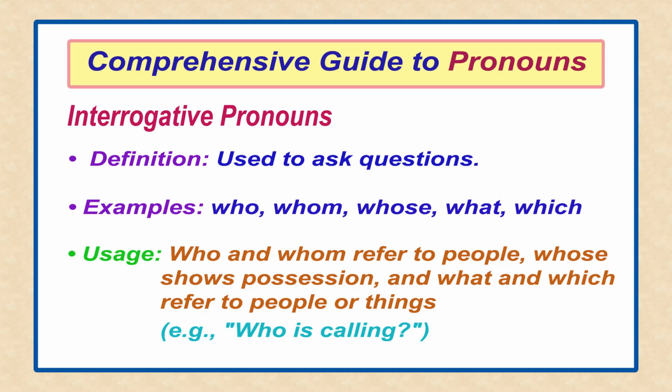Interrogative pronouns. Definition: used to ask questions. Examples: who, whom, whose, what, which. Usage: who and whom refer to people, whose shows possession, and what and which refer to people or things. Example: who is calling?